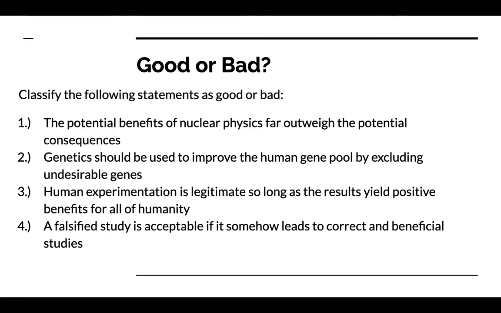the implementation of Jim Crow laws in the United States in the early to mid 1900s, which, for those of y'all who aren't familiar, was a set of laws that were extremely racist and prejudicial and meant to discriminate against African Americans. It's absolutely horrible. Number 3, human experimentation is legitimate so long as the results yield positive benefits for humanity.